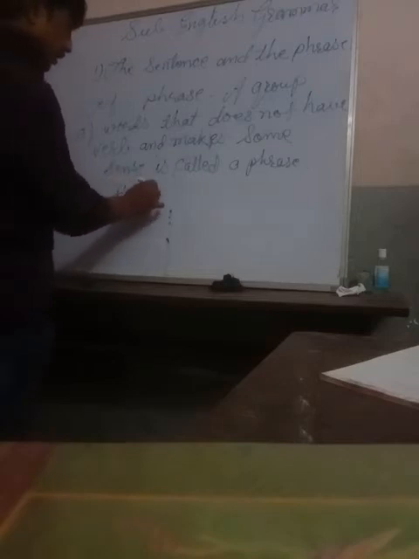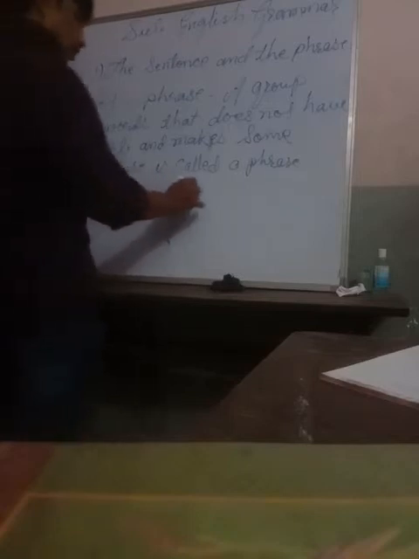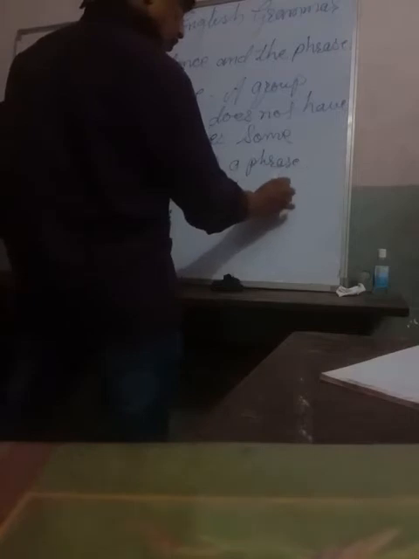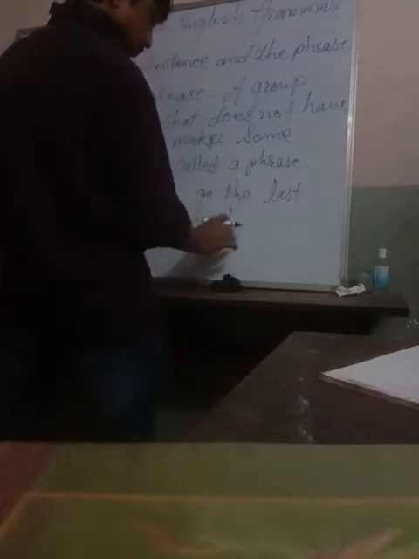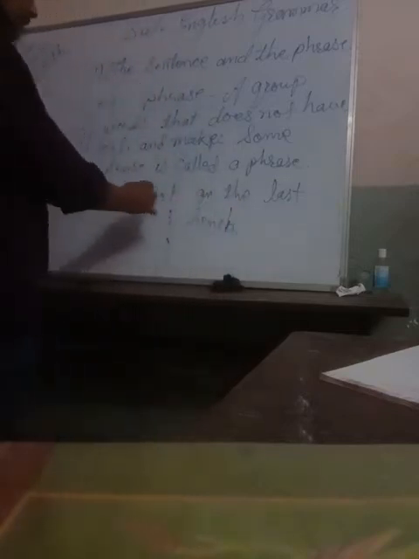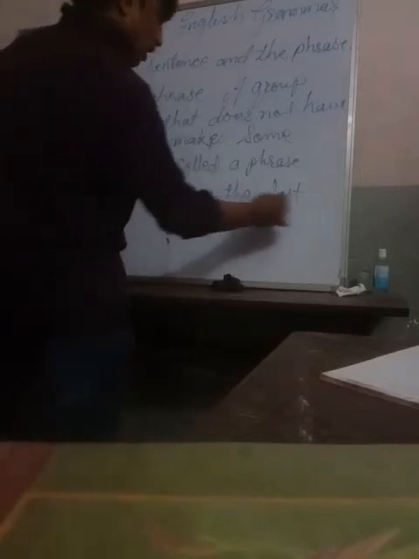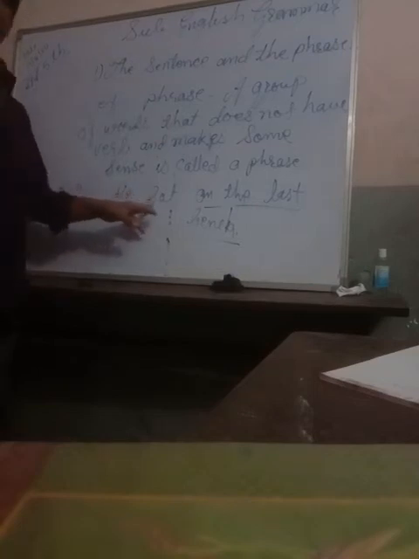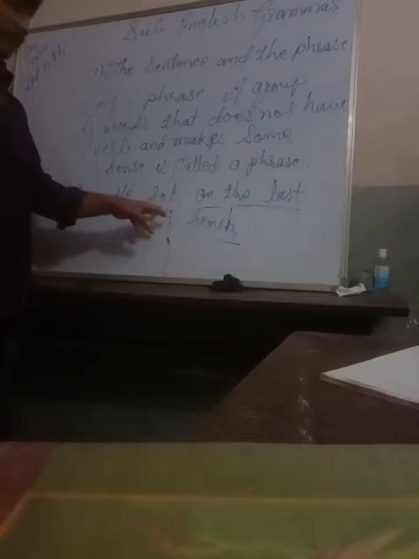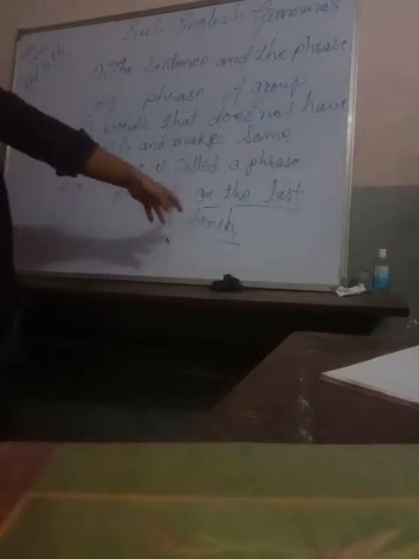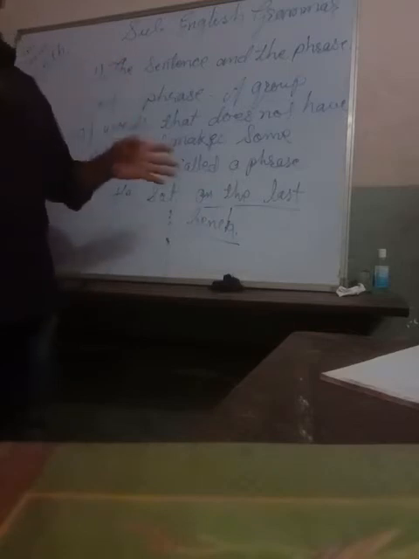He sat on the last bench. Here now look, he sat on the last bench. Now "on the last bench" is a phrase, and "he sat" is a sentence, because the sentence has a verb. Sat is a verb and he is the subject, but the phrase does not have a subject and verb.